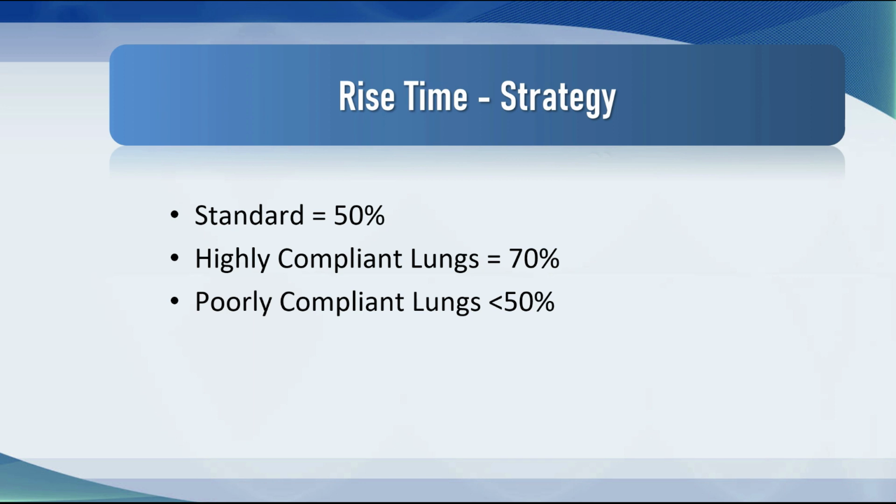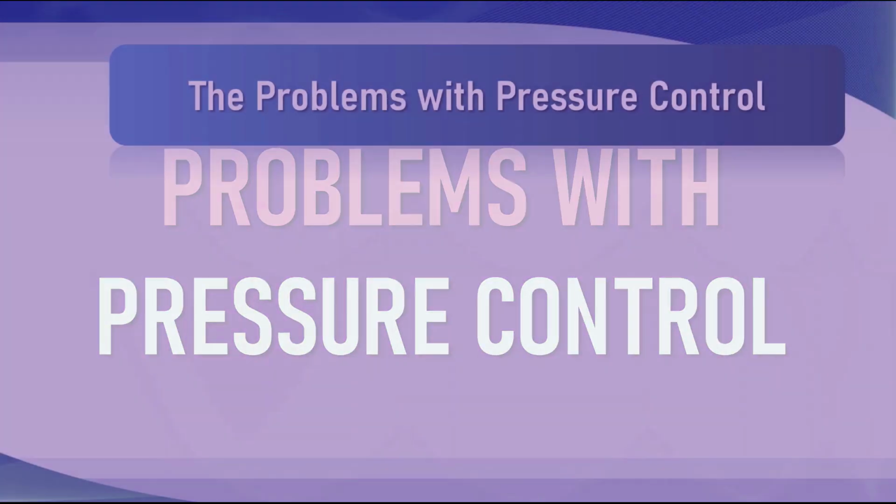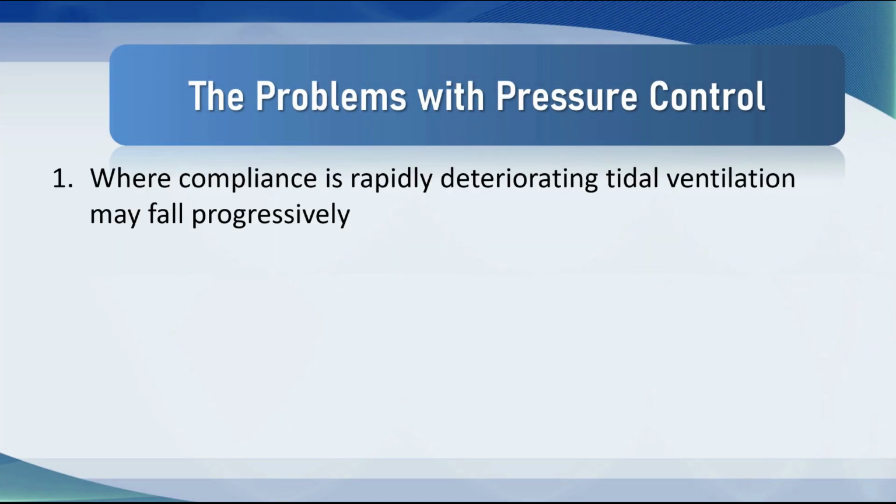Finally, I just thought I'd mention a few of the problems associated with pressure control. When compliance is rapidly deteriorating, tidal ventilation may fall progressively. And what I'm trying to point out here is that lung disease tends to be progressive. When a patient comes into the ICU and is intubated, they're often moderately hypoxemic, and they're on the way down when you put the tube in. Often the lung disease gets worse.